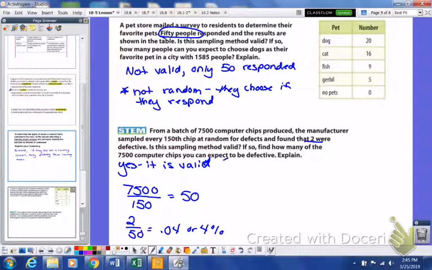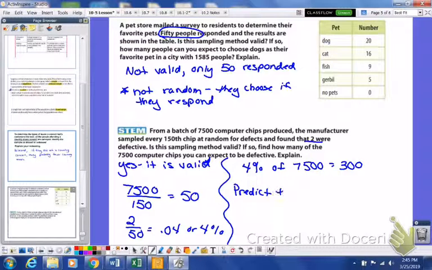So what then is 4% of 7,500? You could either do your proportion or you could just multiply 0.04 times 7,500. It gives us 300. So we would predict that 300 chips are defective.